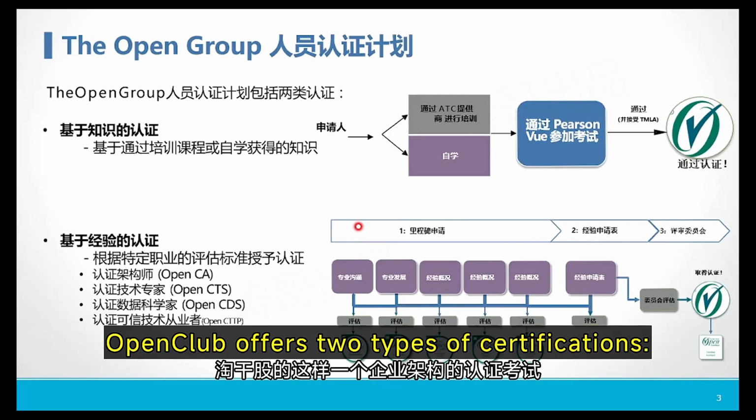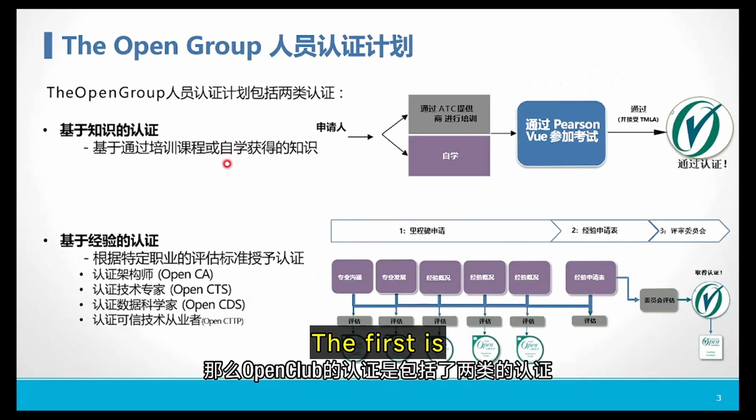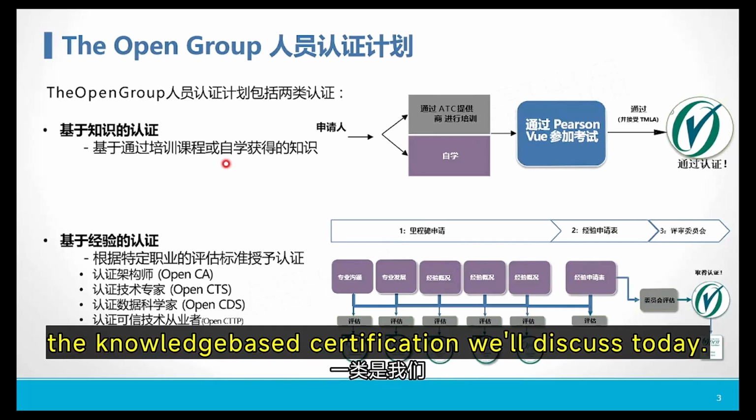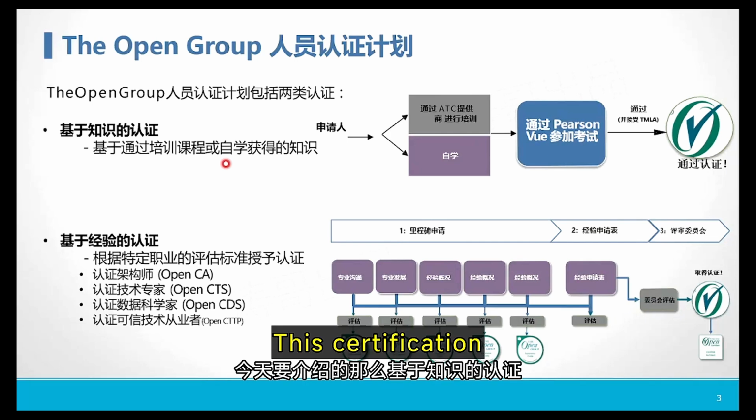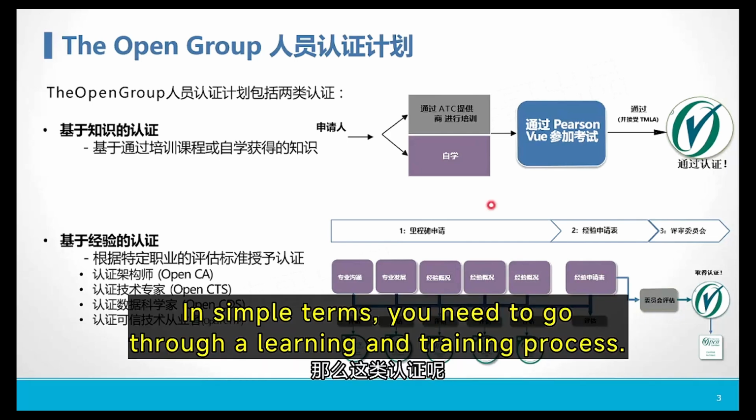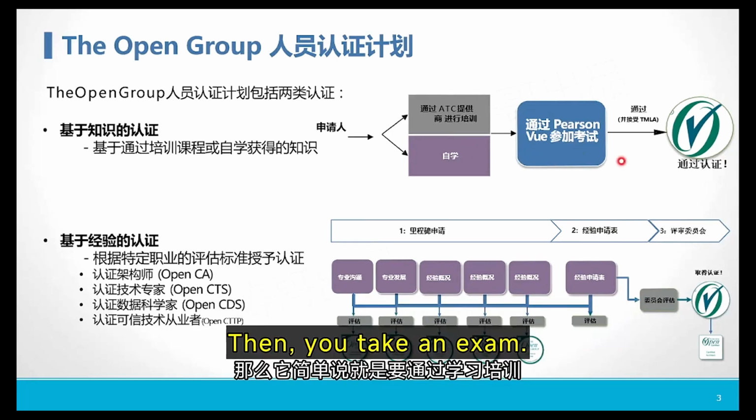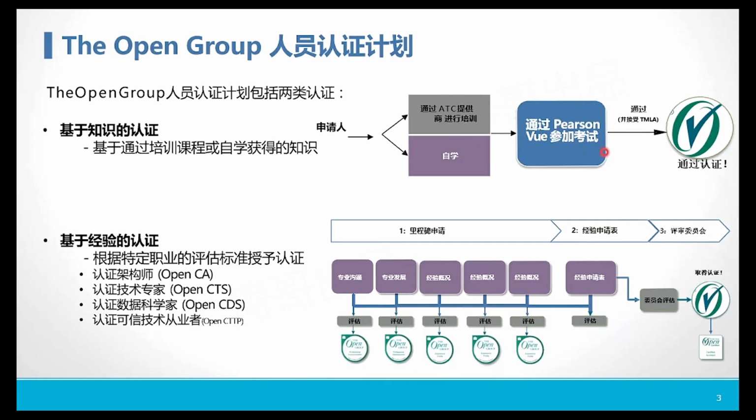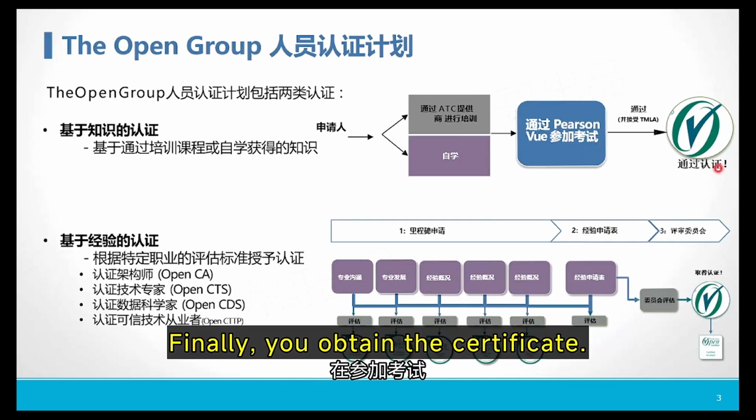The Open Group offers two types of certifications. The first is the knowledge-based certification we'll discuss today. This certification, in simple terms, requires you to go through a learning and training process. Then, you take an exam. Finally, you obtain the certificate.